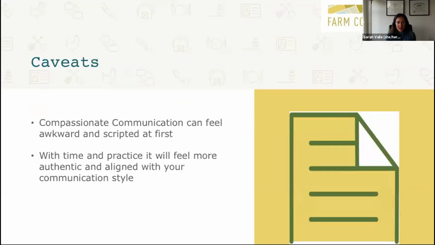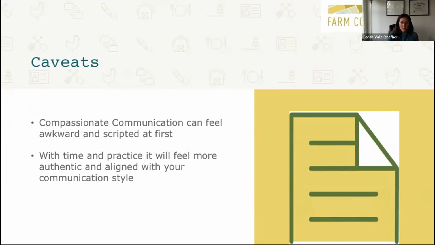You might be thinking, this sounds really great in theory, but how does it actually work? You might also be thinking that this approach seems awkward, scripted, and cumbersome. The truth is that, yeah, it can be, but with practice, it will start to feel more authentic and aligned with your own personal communication style.